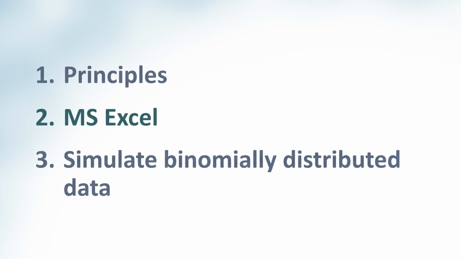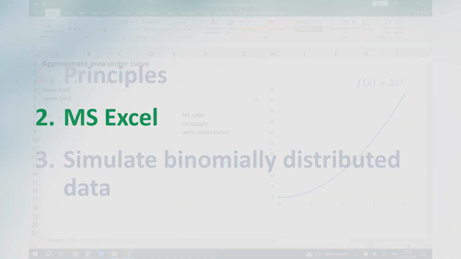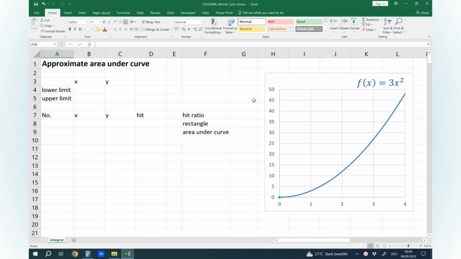How can we practically achieve this using Excel? To begin, I need to establish the range of coordinates for our random dots. The value of x is confined within the interval 0 to 4. I find the corresponding y values by calculating 3 times x to the power of 2 and get 0 and 48, which defines the interval for y. The chart on the right is, by the way, just for illustration. We do not need it for the actual simulation.